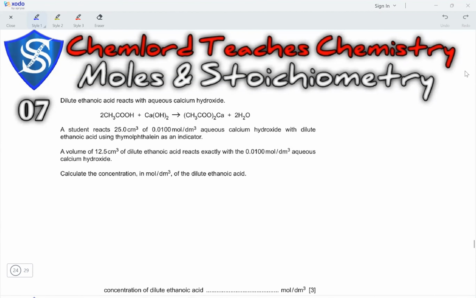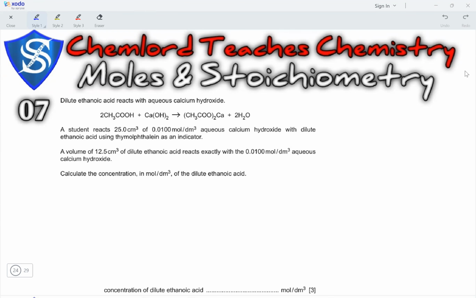Question 7. Dilute ethanoic acid reacts with aqueous calcium hydroxide. And the equation is given. 2 moles of ethanoic acid reacts with 1 mole of calcium hydroxide to produce salt and water. A student reacts 25 cm³ of 0.01 mol per dm³ aqueous calcium hydroxide with dilute ethanoic acid using thymolphthalein as an indicator. A volume of 12.5 cm³ of dilute ethanoic acid reacts exactly with 0.01 mol per dm³ aqueous calcium hydroxide. Calculate the concentration in mol per dm³ of the dilute ethanoic acid.